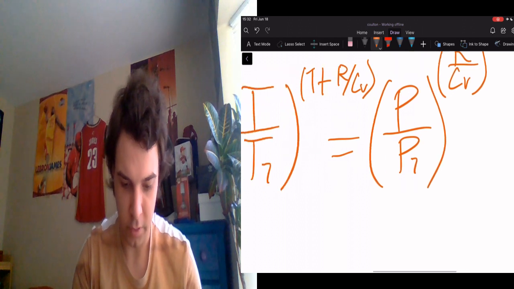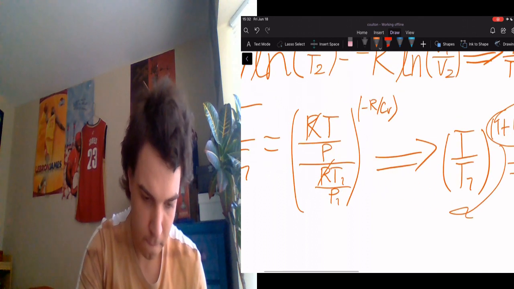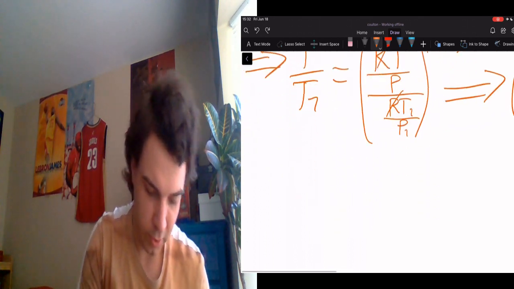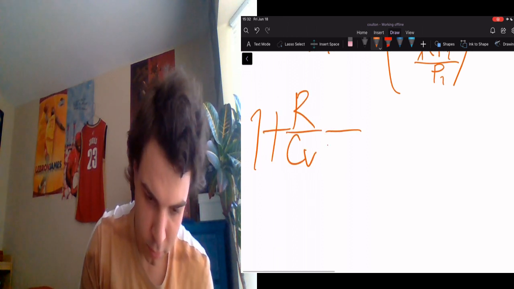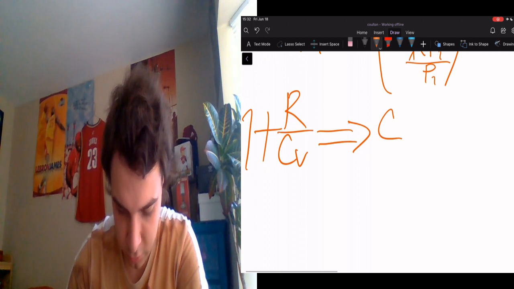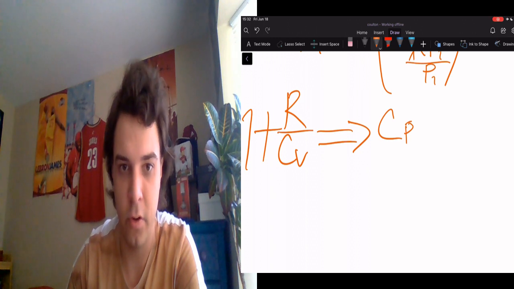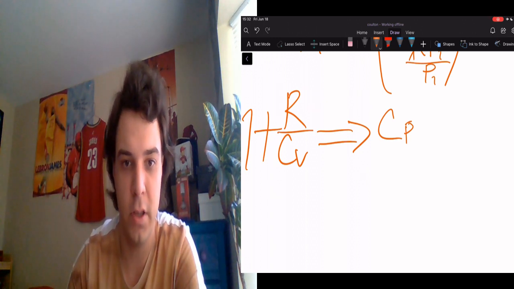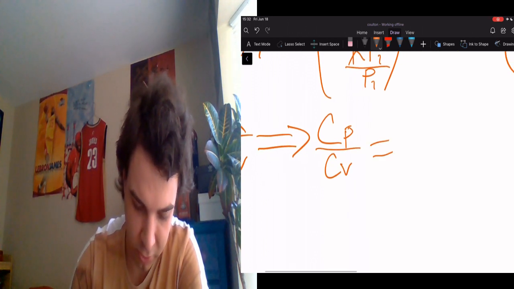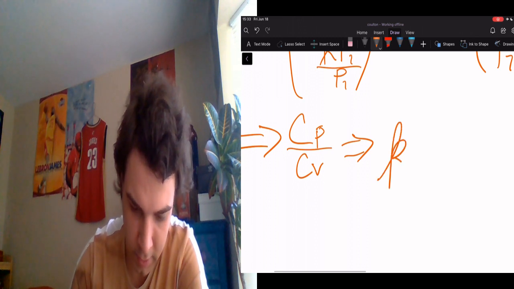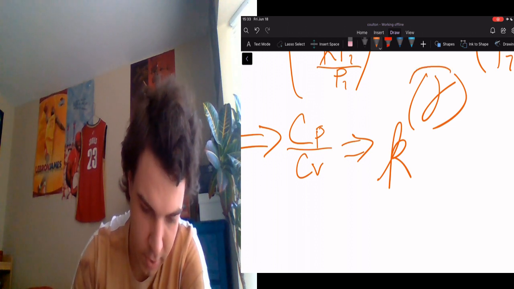And then we can see this here. We take 1 plus R over CV, and that is also equal, looking at the fourth equation, to CP over CV, so the heat capacity at a certain pressure over heat capacity at a certain volume, which will give us a ratio that is K, or otherwise denoted as omega, or gamma, my bad, gamma.